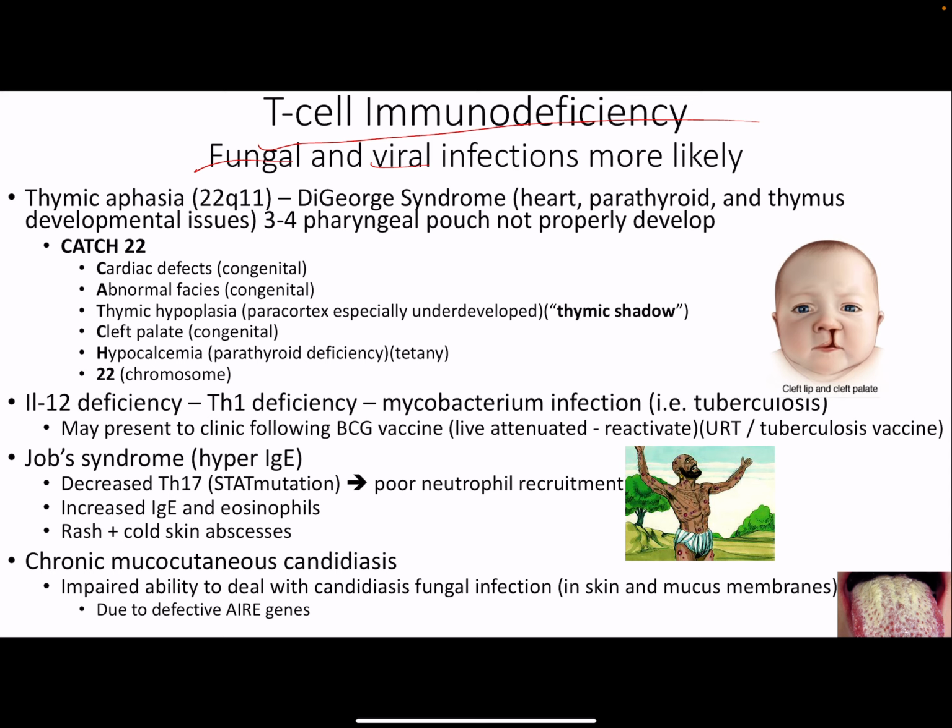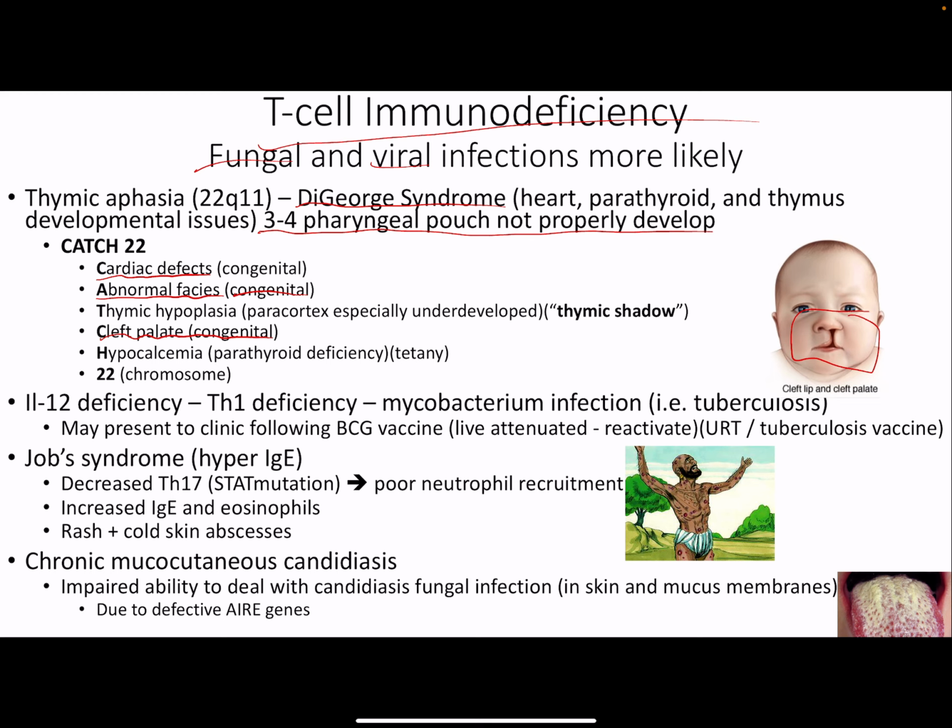Thymic aplasia, so you don't have a thymus. DiGeorge syndrome. And DiGeorge syndrome is specifically a failure of the third and fourth pharyngeal pouch to properly develop. So there's going to be a lot of congenital issues with this. So you will have a bunch of cardiac defects. You'll have congenital defects, including a cleft palate. So here's our cleft palate over there.